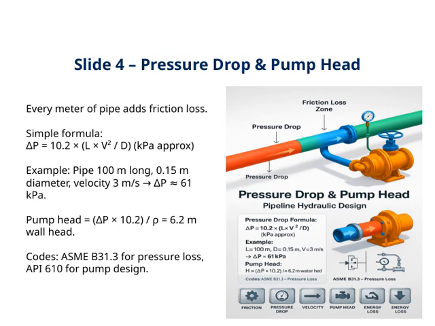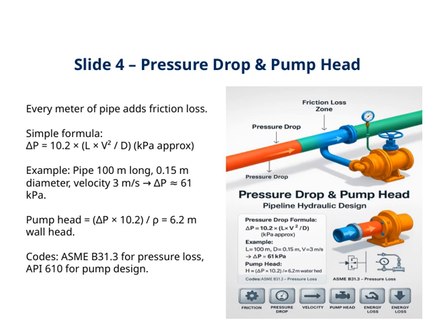Let's talk about pressure drop and pump head. Every meter of pipe you have in a system adds some friction loss, which means the fluid encounters resistance as it flows. To estimate this, we use a simple formula. Delta P equals 10.2 times the product of the pipe length and the square of the velocity divided by the pipe diameter. This gives us an approximate pressure loss in kilopascals.